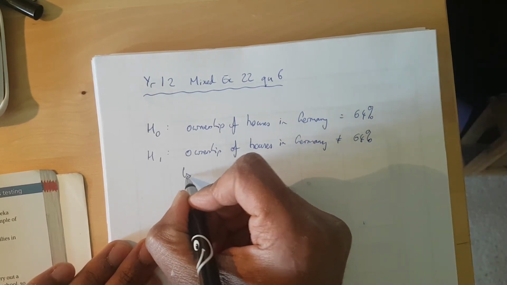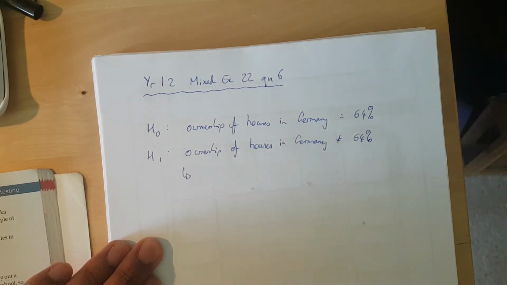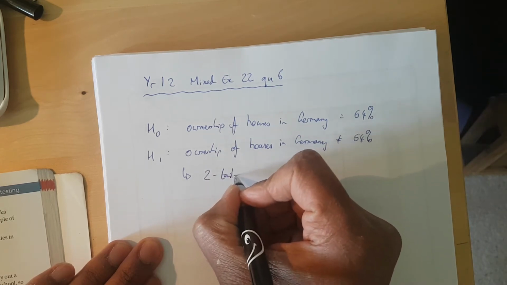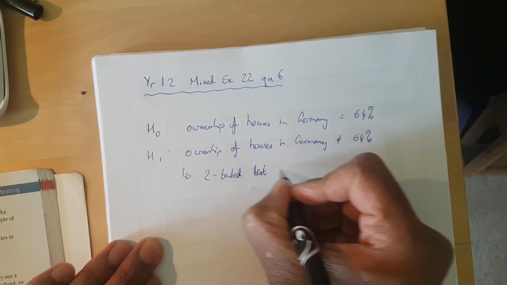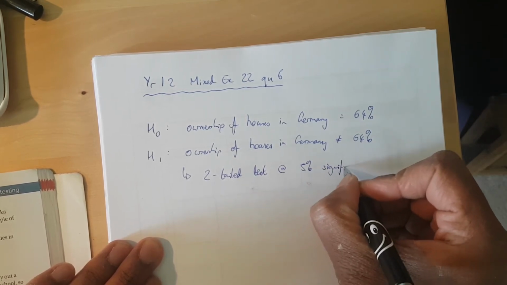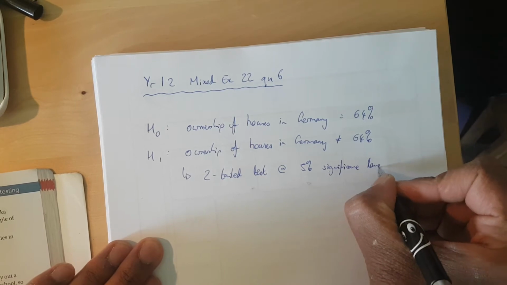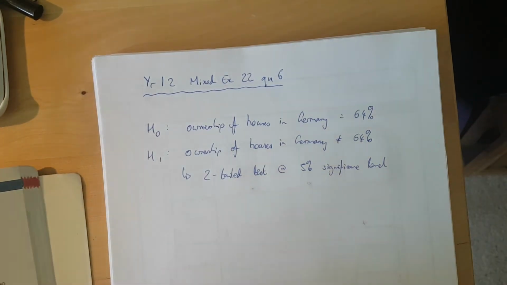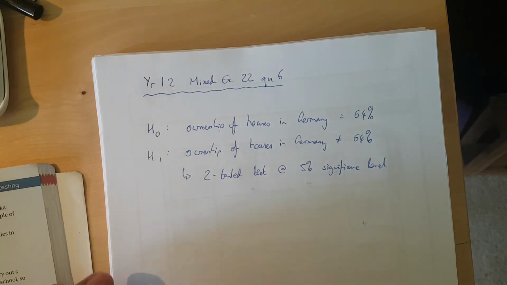So in fact, let's talk about it now. Because it's a change, we're saying it's a two-tailed test. Because we don't know if it's going up or down, two-tailed test at 5% significance level. Which means we're going to have 2.5% at the top end and 2.5% at the bottom end. And we'll deal with that in just a moment.